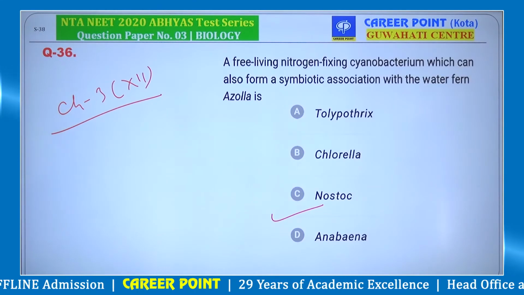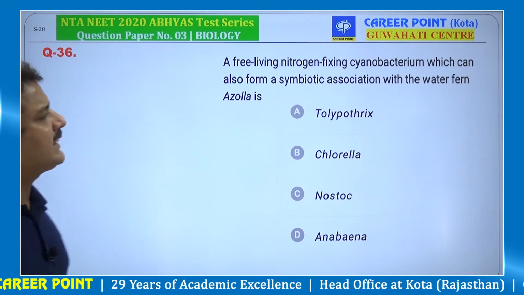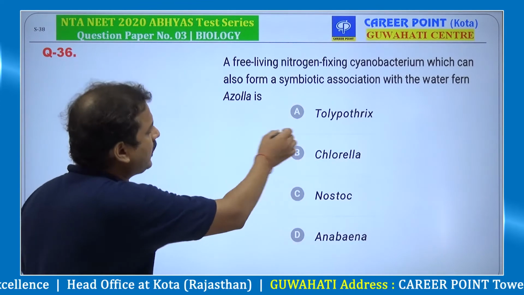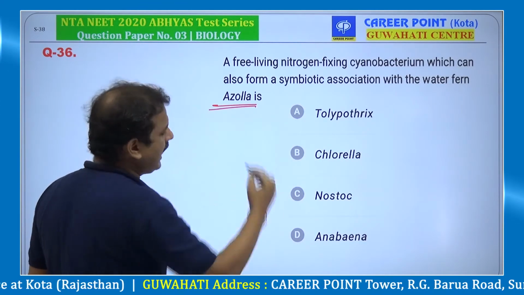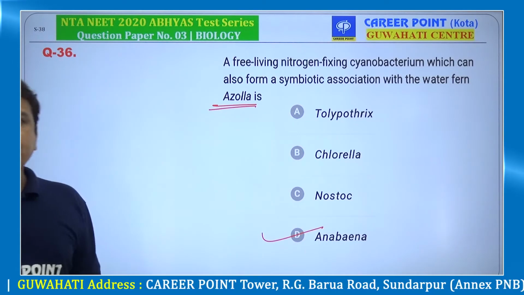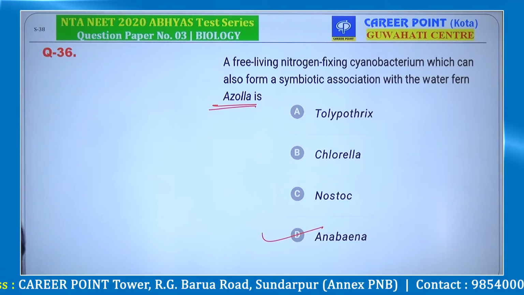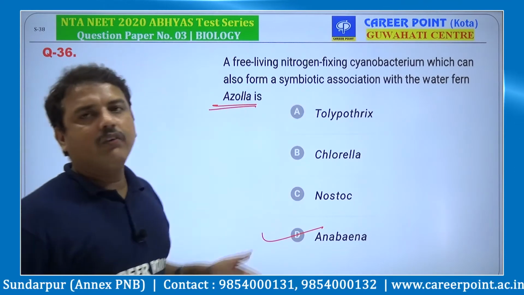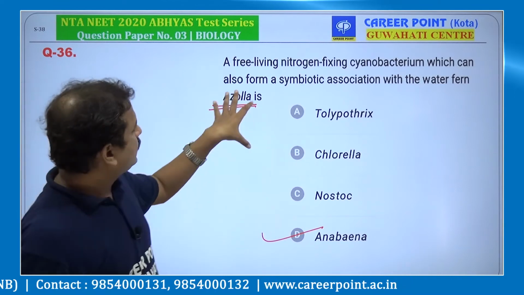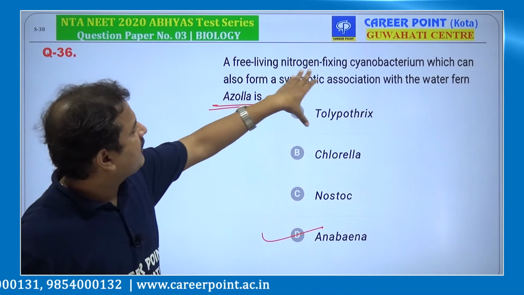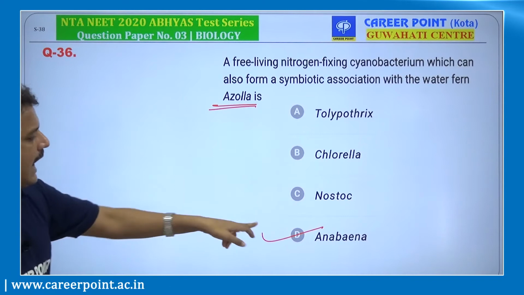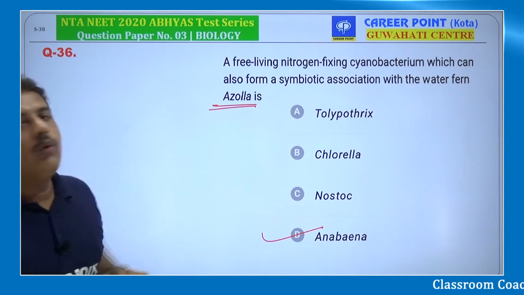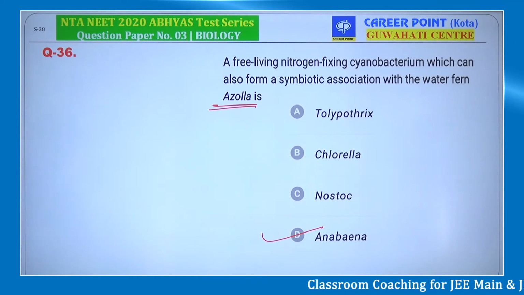Next one, a free living nitrogen fixing cyanobacterium which can also form a symbiotic association with the water fern azolla. Answer is Anabaena. Anabaena is a blue-green algae which lives along with the water fern azolla, that is a nitrogen fixing cyanobacterium. Clear? So that nitrogen fixing cyanobacterium is Anabaena, which forms association with azolla. Okay? Next.